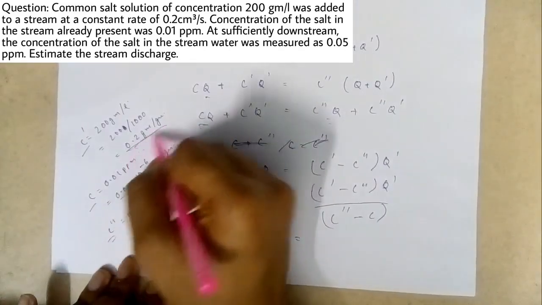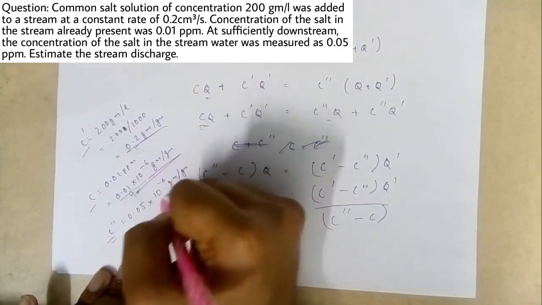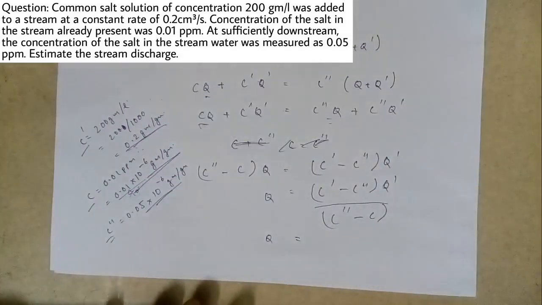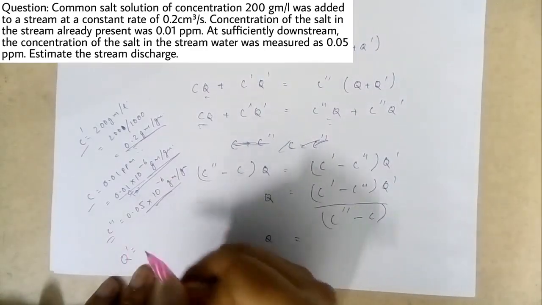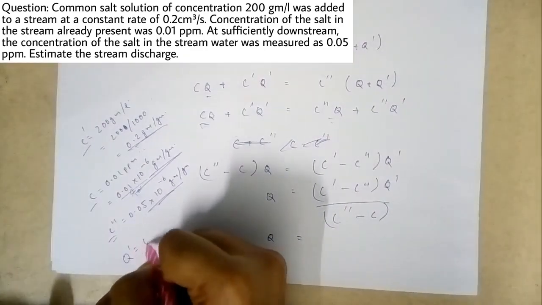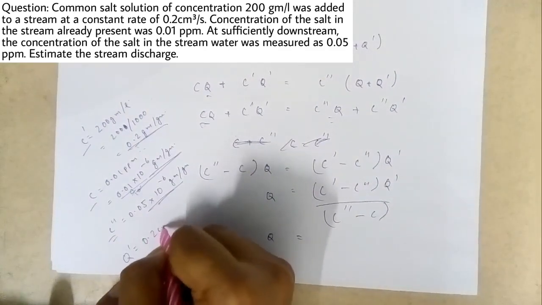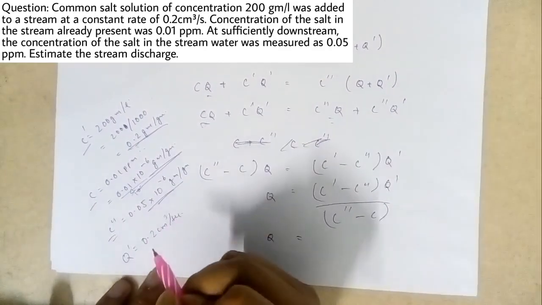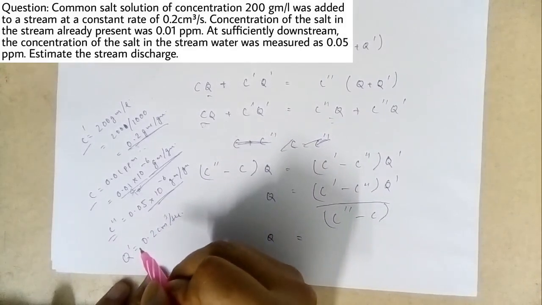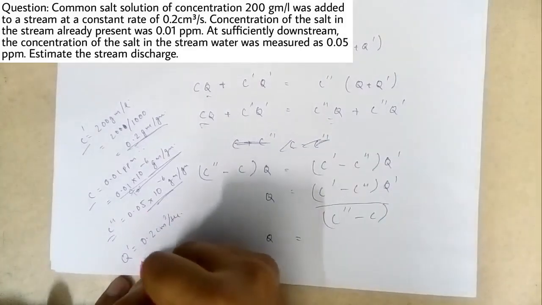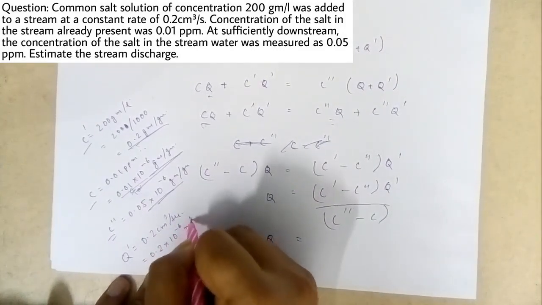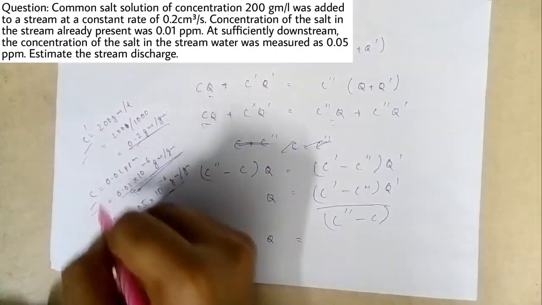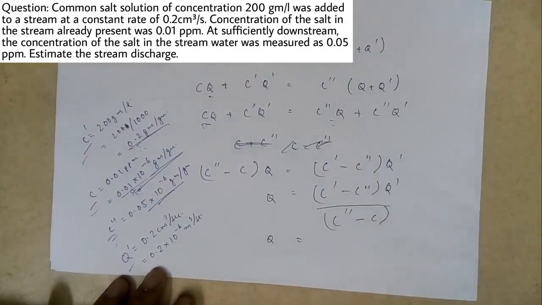We have got the values in gram per gram, that is, in one unit. Also, the value of Q prime is given as 0.2 centimeter cube per second. Let's convert it to meter cube per second, and it will be 0.2 multiplied by 10 to the power minus 6 meter cube per second. So we have all the values set in our desired units.